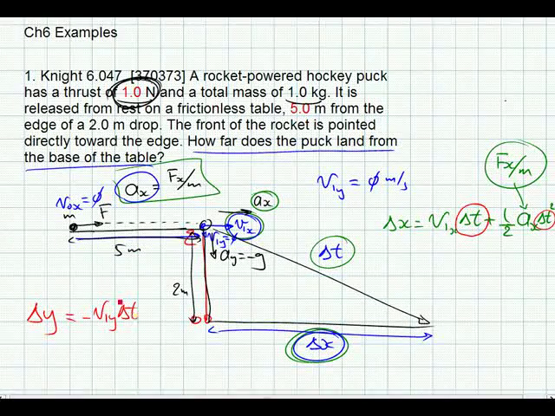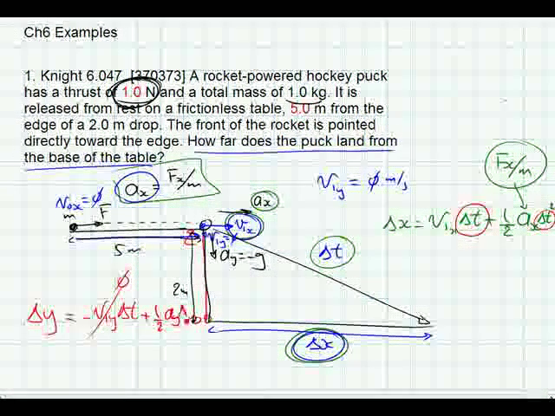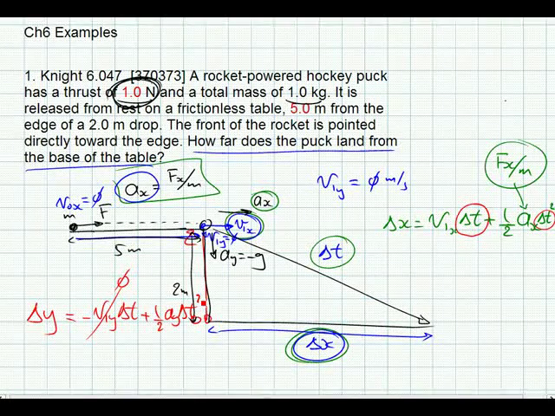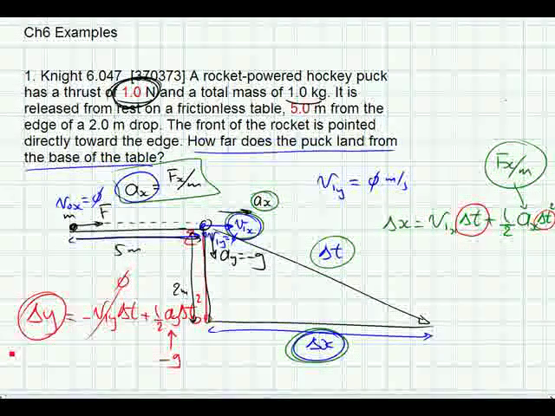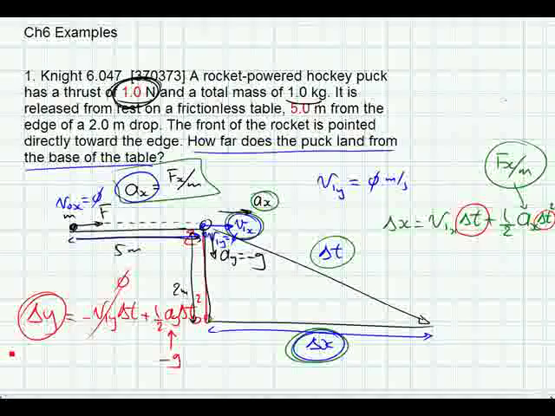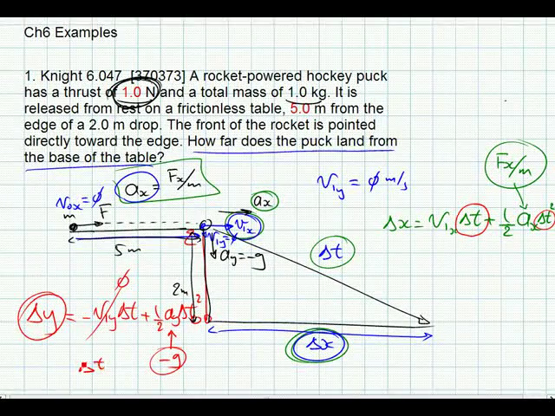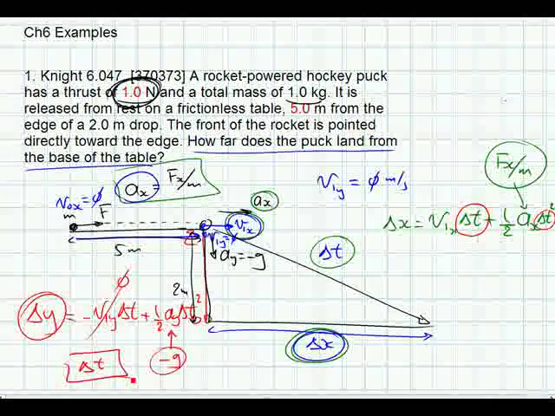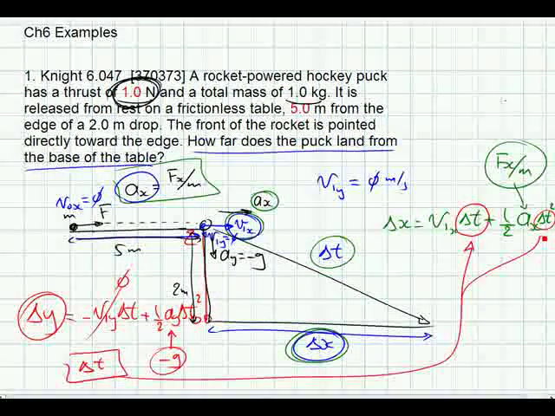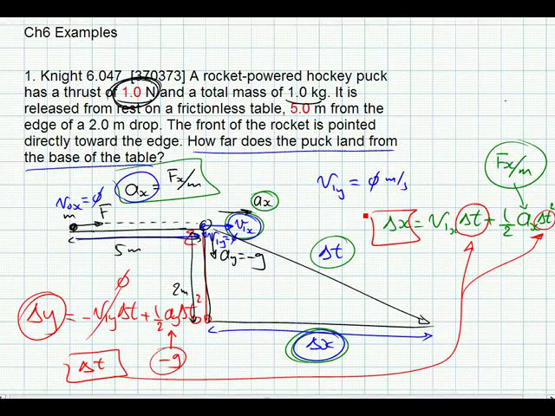Now we know v1y is 0, so that's good. Plus 1/2 of ay delta t squared, and ay you know is minus g, and since you know what delta y is, which is negative 2 meters, and you know minus g, you can figure out what delta t is. Having figured out delta t, you plug it into this equation to give you delta x, which is what the problem is after.